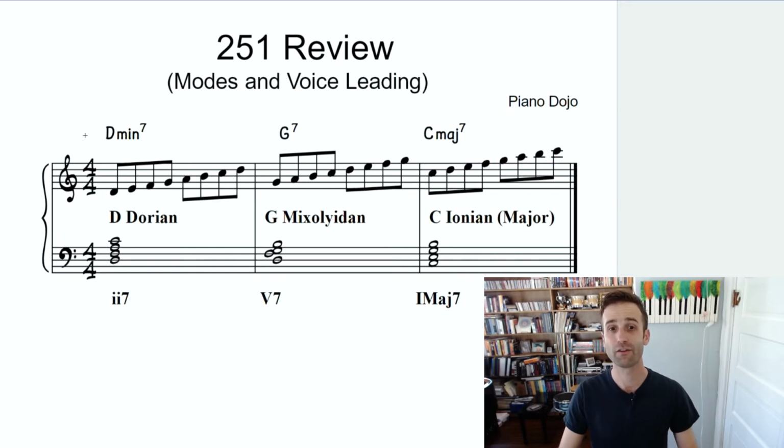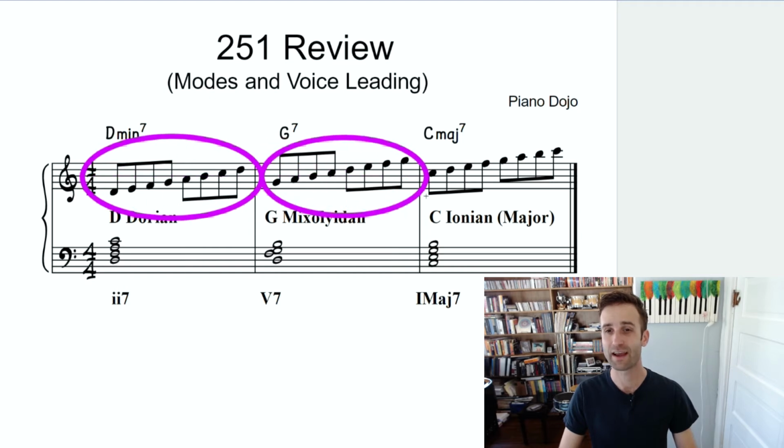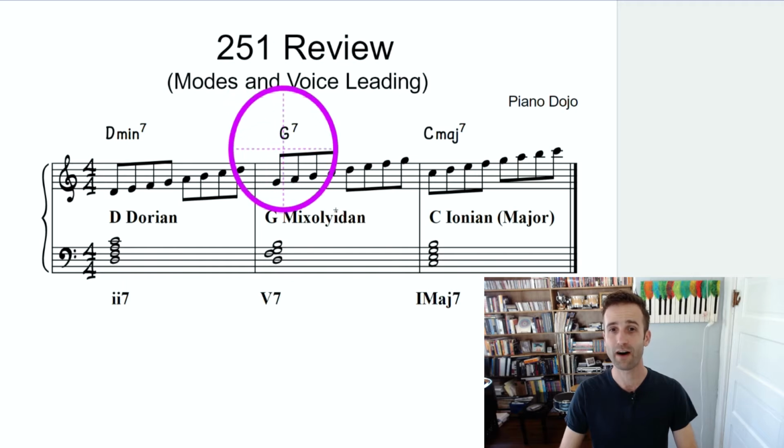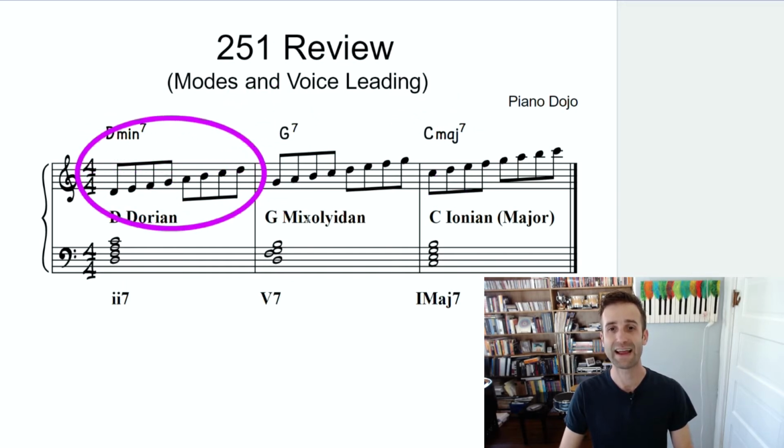So even though it looks like we're playing three different scales here, we're actually just playing one, and that is the parent scale, the 1, right? So we're playing in the key of C major, but we're starting in three different places. We're starting from the 2, we're starting from the 5, and then we're starting from the 1. Also, notice that each time we are only going to ascend.